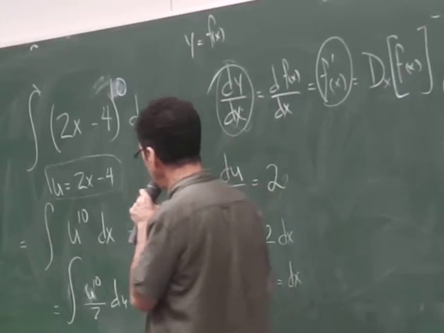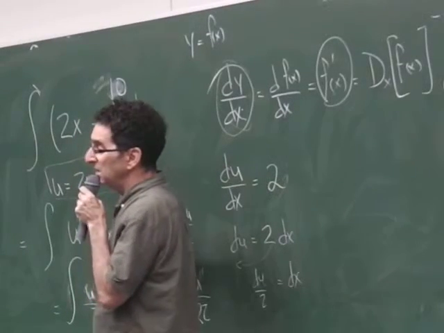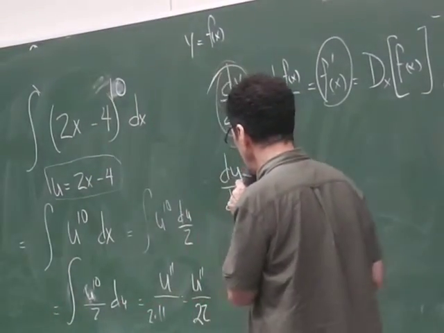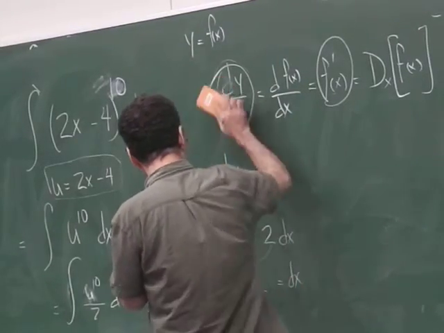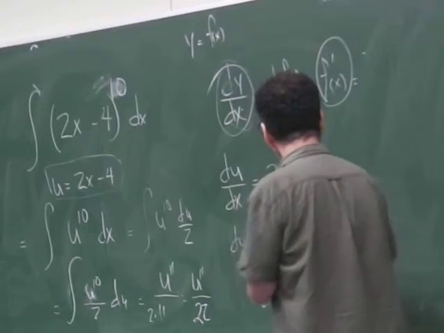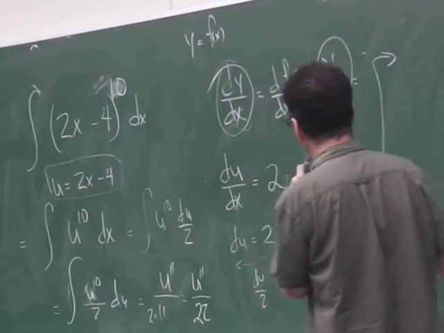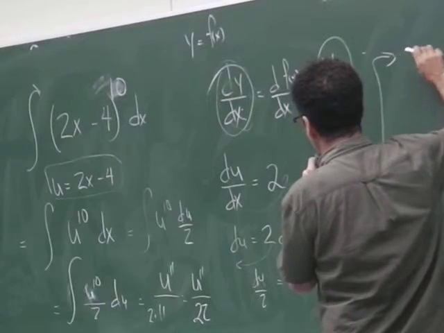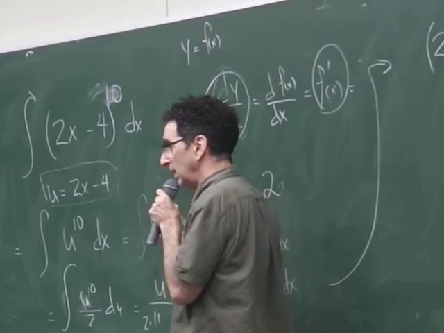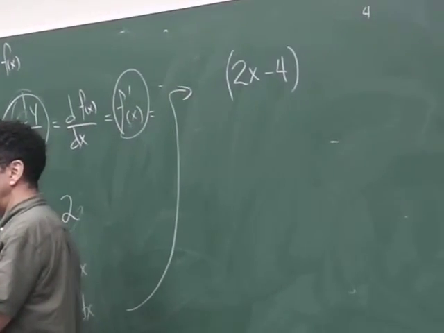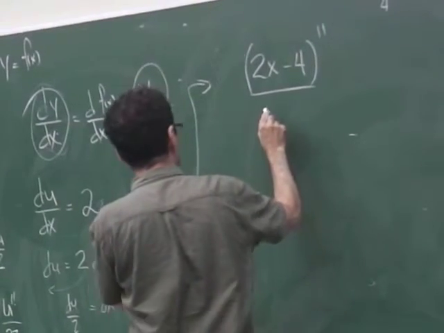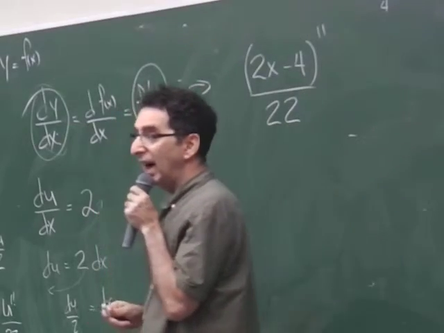Now, I don't want an answer in terms of u, because this was the original problem, right? I just decided to use u to help me get an answer. So I don't want to leave it with u, right? So finally I get what? Not u, but what? 2x minus 4. So instead of u, I write what? 2x minus 4 to what power? To the 11 over 22. Okay?